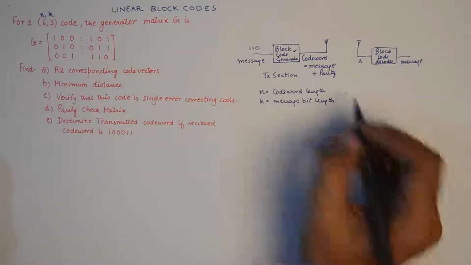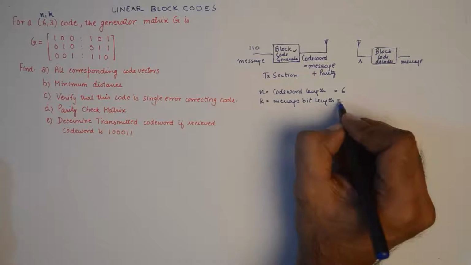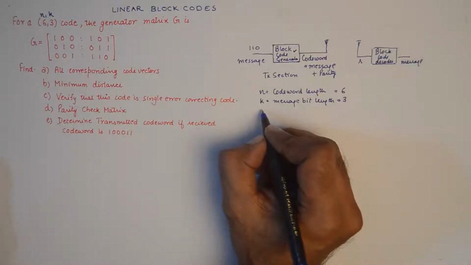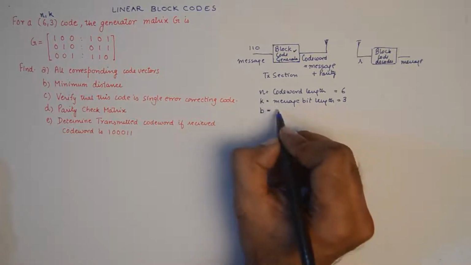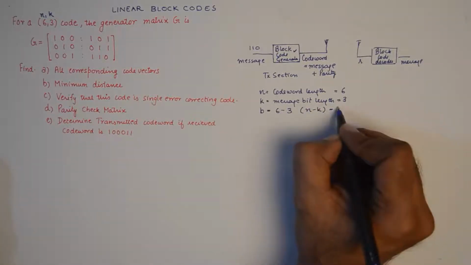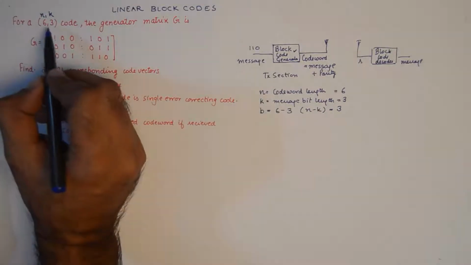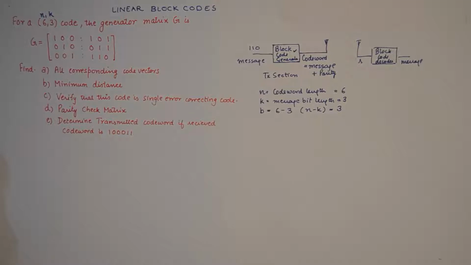So the first thing is 6. So in other words, the code word will be 6 bits long, and out of those 6 bits, 3 bits will be assigned to the message. So we are left with the parity bits. Let us say parity is denoted by B. So the parity bits are given by, of course, 6 minus 3, or n minus k, which is equivalent to 3. So in this particular case, we get our parity also of 3 bits for a 3-bit message. If you get a 7,3 or 7,4, then that's how you can find out the number of parity bits, n minus k. So this is going to be the first thing.